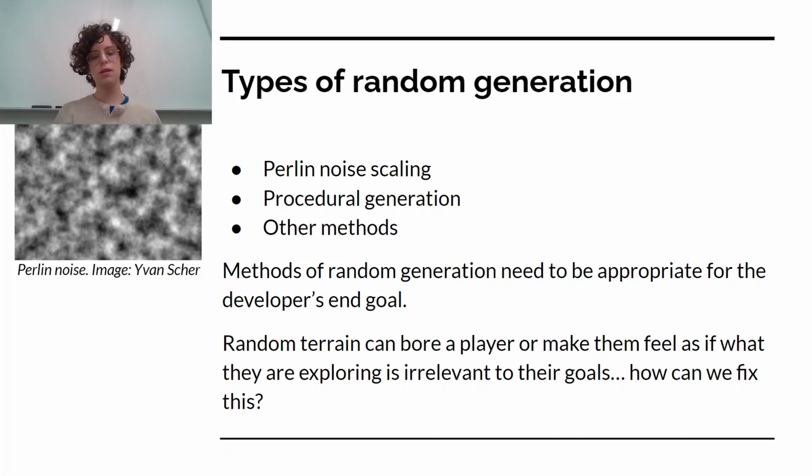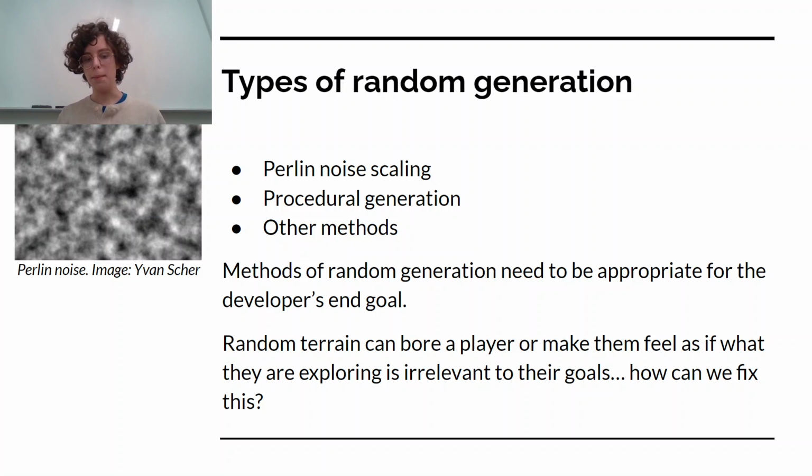There are other methods such as procedural generation, which generate terrain in ways that follow a predefined algorithm. This is used for structures like trees or buildings that a developer wants to create. And there are other ways developers randomly generate terrain as well. The thing all these methods have in common is that they all need to be appropriate for the developer's end goal.